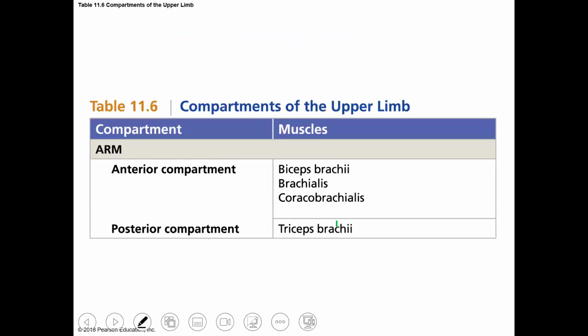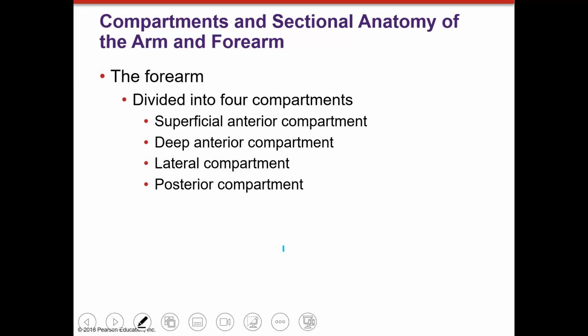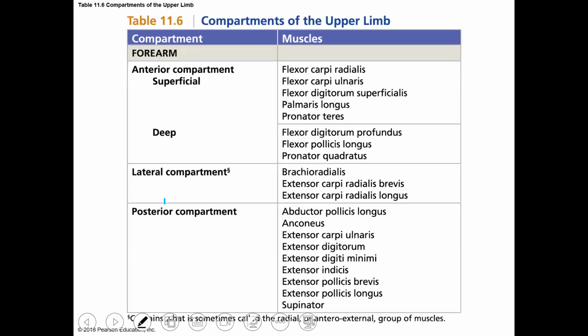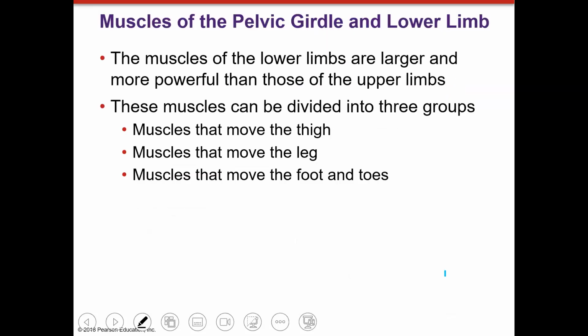Let's look here at the anterior compartment and the posterior compartment of the upper limb. Anterior is going to be biceps, brachialis, and coracobrachialis. Posterior compartment is going to be triceps. Forearm is divided into 4 compartments. We're going to see a superficial anterior, deep anterior, a lateral, and a posterior compartment here. And you can see the different muscles grouped this way.